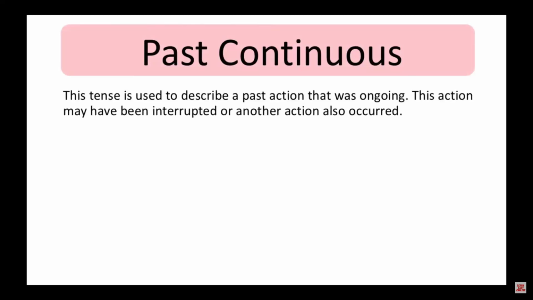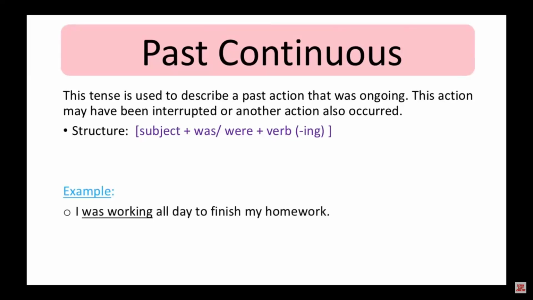Past continuous. This tense is used to describe an action that was ongoing. This action may have been interrupted or another action also occurred. The structure is the subject plus was or were plus a verb ending in ing. For example, I was working all day to finish my homework.